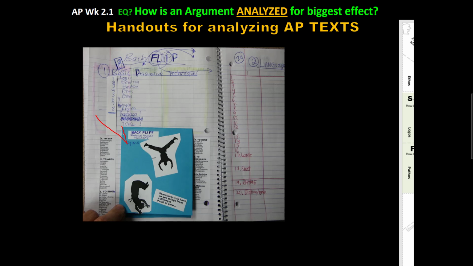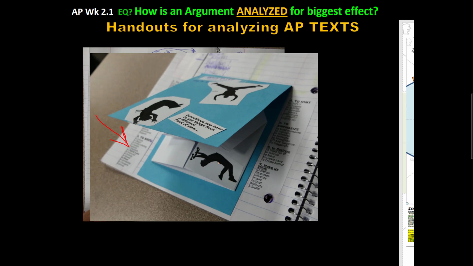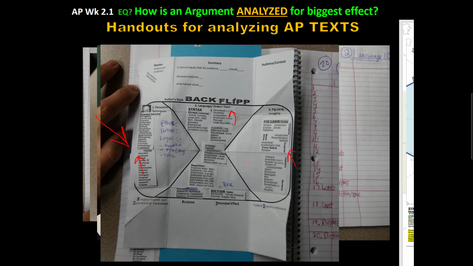So here we have a foldable that we had the students create with all these different acronyms and everything. Looks sort of like this. We put a bunch of people backflipping and having a little good time. We put our effects verbs on the side, and then when they open it, you'll see that we have all the persuasive vocabulary here. We have syntax vocabulary here, and we have figurative language and imagery vocab over here.